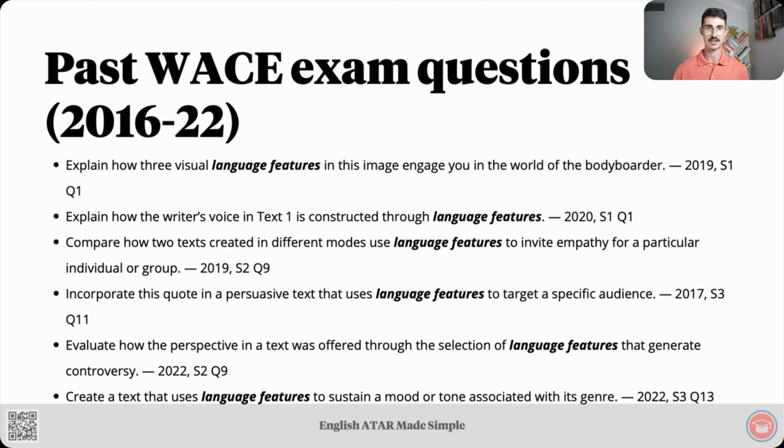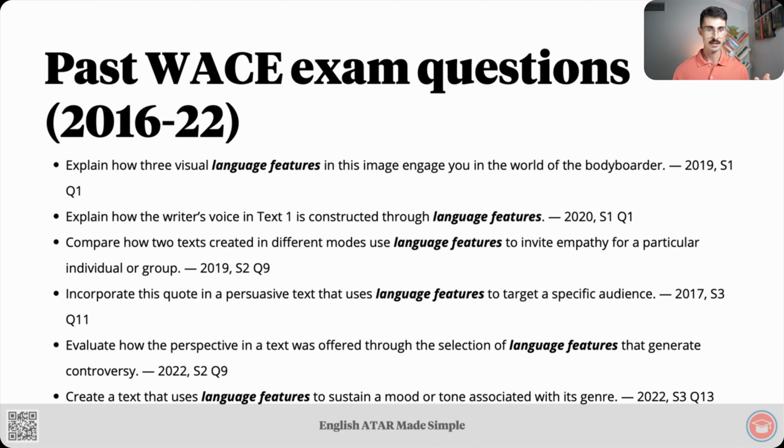Past WACE exam questions. Here are all the times the term language features has appeared in past WACE exam questions from 2016 to 2022. Now, I'm not going to read through all of these questions. They're in the study notes, but this is something that we'll be doing at the beginning of each lesson in this module, because it helps you, again, understand the why. It helps you see how the concept that we're learning is actually relevant in an assessment context, and what better example of an assessment context than a WACE exam.